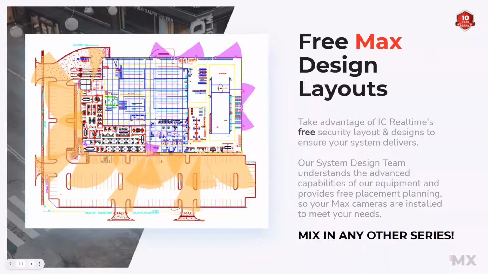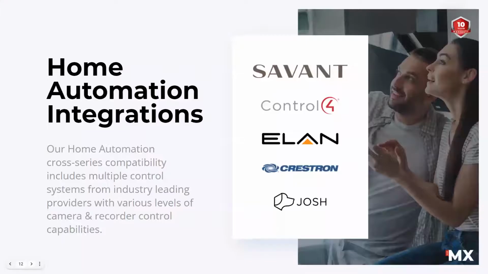Of course, with any of our lines, you're going to get free design layouts. So this allows you to take advantage of IC Realtime's free design. You'll want to reach out to your sales rep. And when you do reach out to your sales rep, they can set you up with a design consultation with our solutions engineer. And then home automation with Savant, Control 4, Elan, Crestron, along with Josh AI as well.